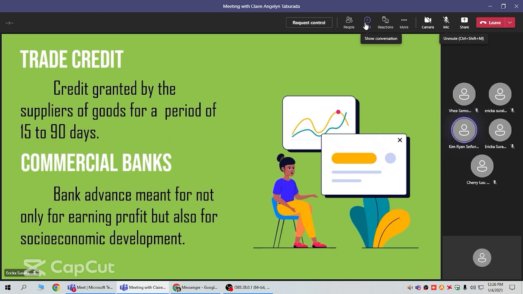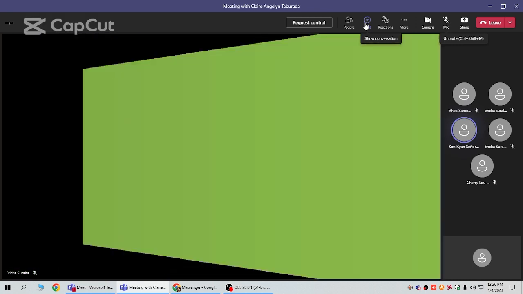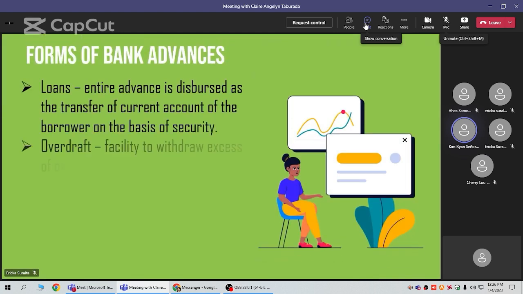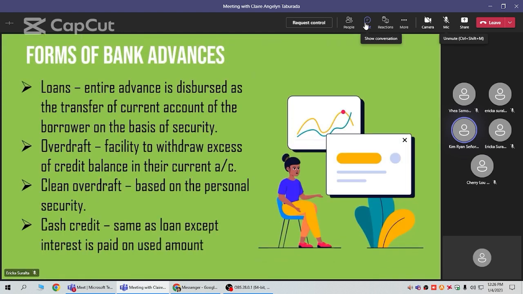So there are forms of bank advances. There are loans. So in loans, the advance is disbursed as a transfer to the current account of the borrower on the basis of security. Gitakol naman ni ganina kini mga loans. Then the overdraft facility is to withdraw in excess of the credit balance under the current account.